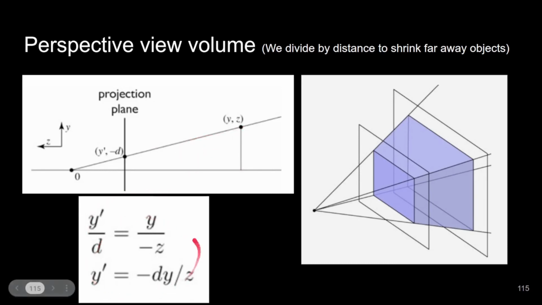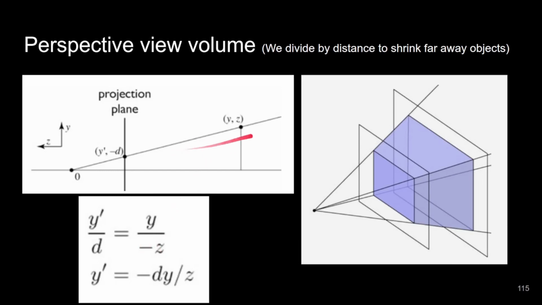Now this equation here that's related to this is saying, well, the distance of something, that's the y prime and the minus d here, it's basically just saying, hey, the things that are farther away, actually it's probably easier to see here, things that are farther away we divide by distance.